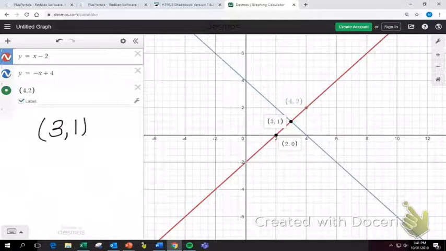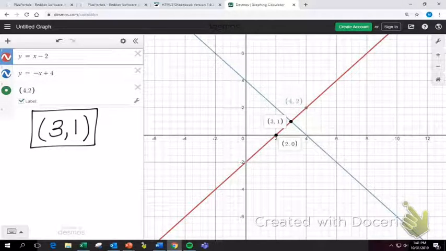Everybody, what's the point of intersection on this graph? Where they connect. No, what is the actual point of intersection? 3, 1. The ordered pair, 3, 1. Now, clear off your Desmos and work letter B with your partner.